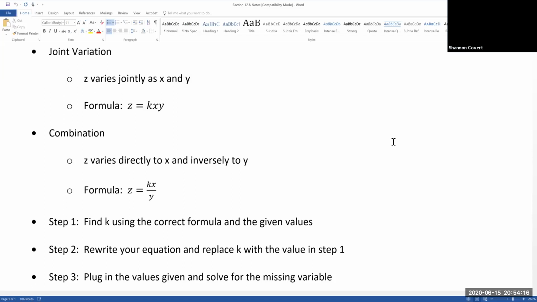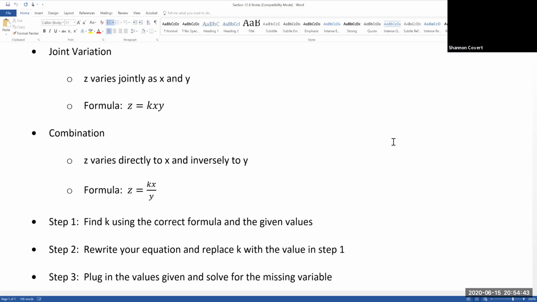The steps to solving these problems involve first finding the k value, that constant of variation. So you'll find k using the correct formula and the given values. You're going to have to write a formula, and then it will give you values for all of the variables except k, so you can solve for k. Step 2 will be to rewrite your equation and replace k with the value from step 1.